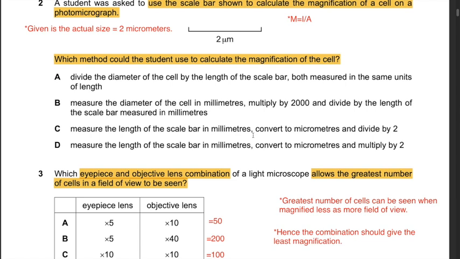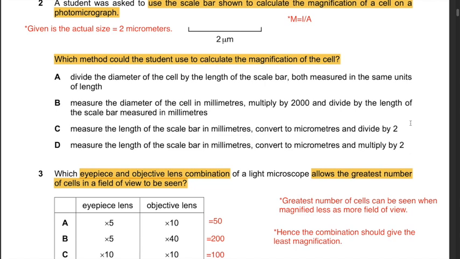Question 2. A student was asked to use a scale bar shown to calculate the magnification of a cell on a photomicrograph. Which method could the student use to calculate the magnification of the cell? Given is the actual size, which is 2 micrometers. And how do you calculate magnification? Magnification is nothing but image size upon the actual size. Let's go to the options A, B, C and D.